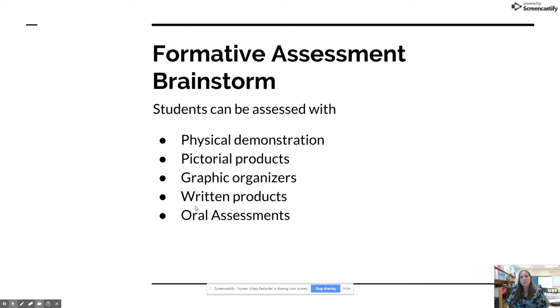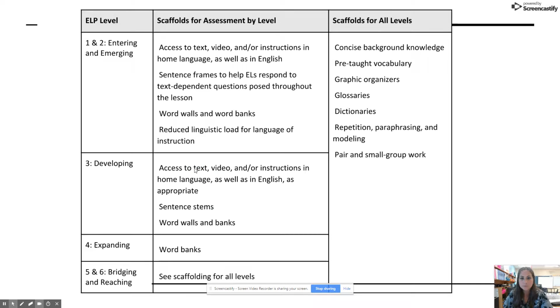So when we're thinking about formative assessments, it could be more than just a simple paper and pencil test. Can they physically demonstrate it? Can they do a pictorial product? Can they draw it? Can they highlight it? Can they show you it? Can you use a graphic organizer instead? Maybe the graphic organizer has the steps on it and they're filling in the steps. Maybe it has main idea and details and they're filling that in that way. Could it be a written product, or could it be an oral assessment?